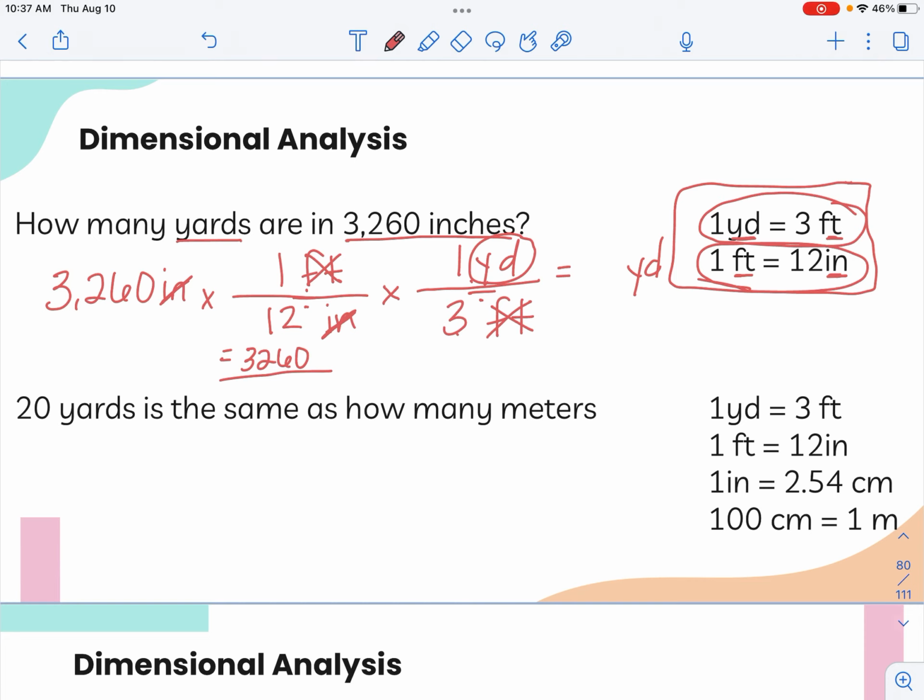3,260. And then I'm going to divide it by everything underneath. Let me rewrite this. I'm going to divide it by 12, and I'm going to divide it by 3, because both those numbers are under the line, so I have to divide. So my final answer is 90.5.